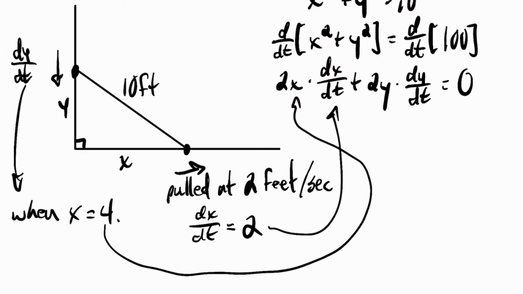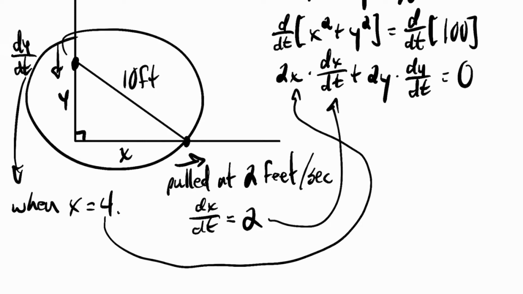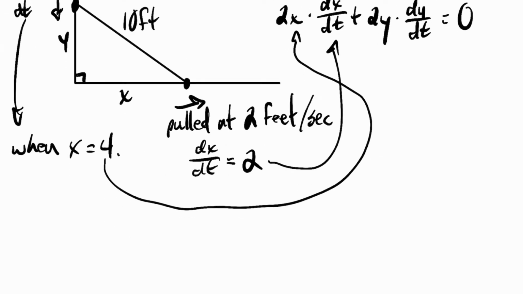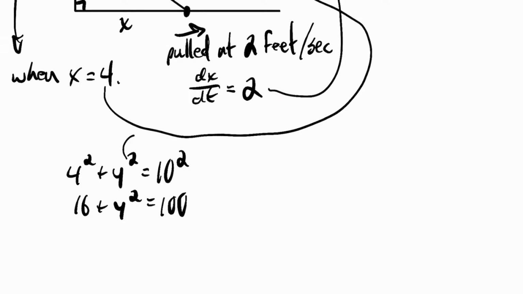So how am I going to get a number for y? Well, again, I need to use the Pythagorean Theorem because I have a right triangle here. So x squared plus y squared is 10 squared. When x is 4, that will allow me to get a number for y. So 4 squared plus y squared equals 10 squared. So 16 plus y squared equals 100. Trying not to let my y's look like 4s. This one kind of does, but hopefully in context we're okay. So y squared equals 84.